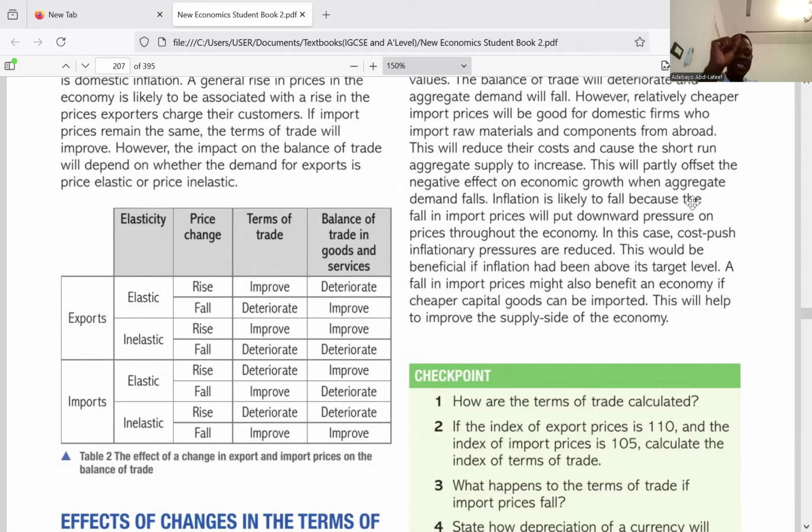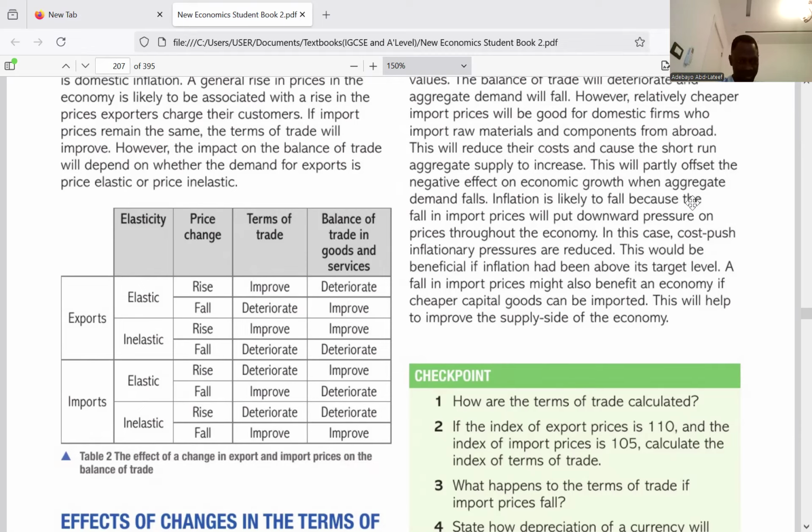If export is inelastic, a rise in price will improve the terms of trade and will improve the balance of trade. But what happens to a fall in price? A fall in price will deteriorate the terms of trade and will deteriorate the balance of trade. For importation, if it is elastic, a rise in price will deteriorate the terms of trade because people will stop buying, but it will improve the balance of trade because imports reduce relative to export.